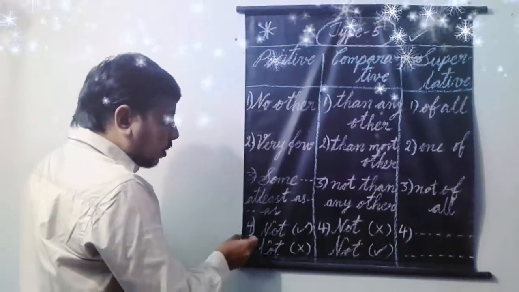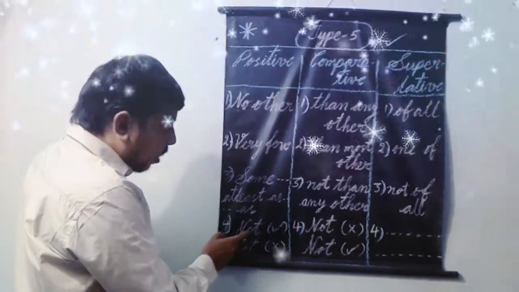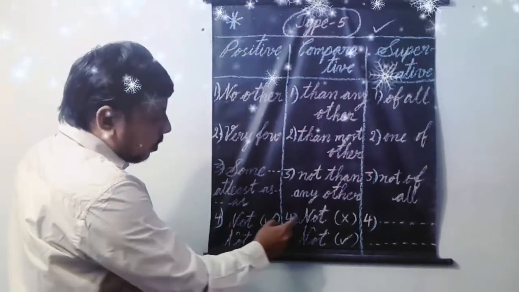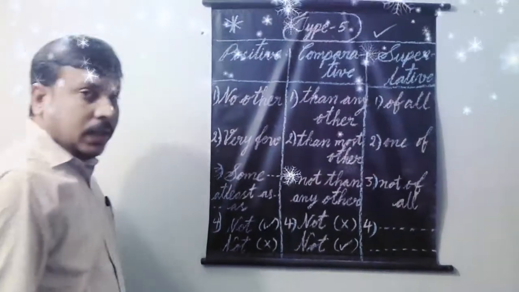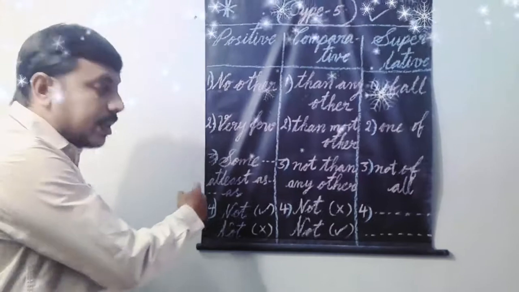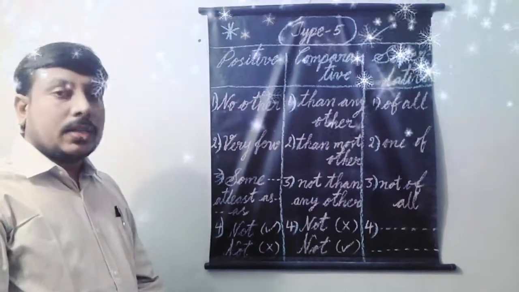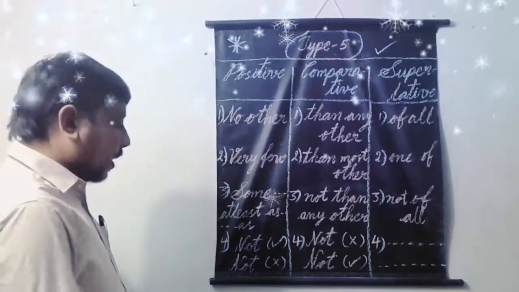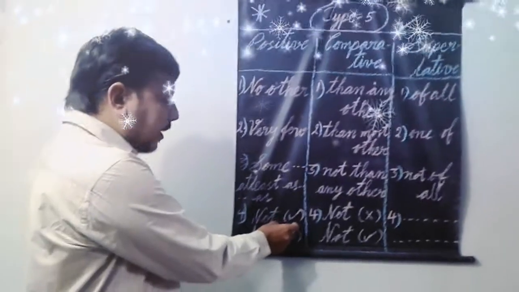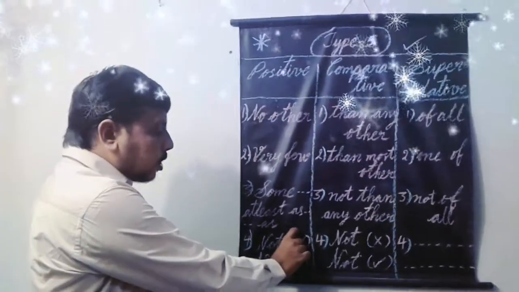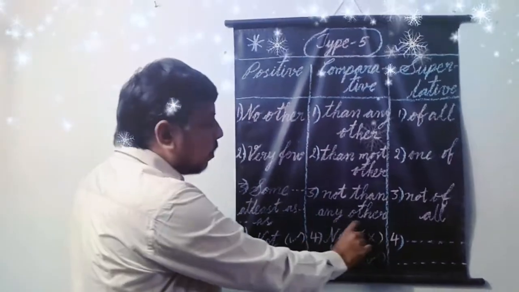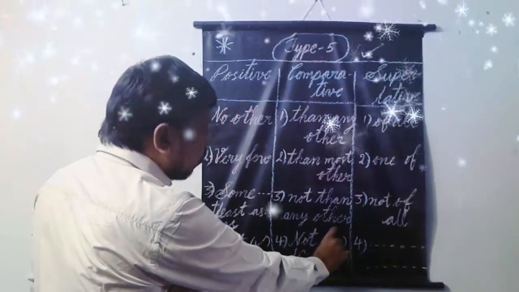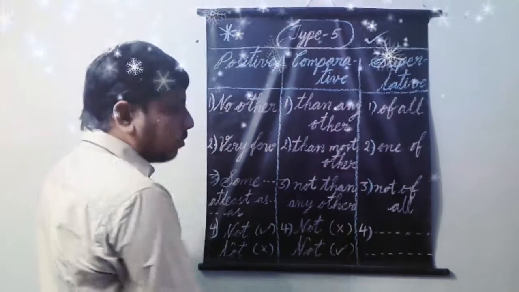Let us go to type 4. Not, not. Here we need to understand very clearly regarding type 4 degrees of comparison. If you take positive degree, if you find not in the positive degree regarding type 4, there will be no not in the comparative degree regarding type 4.